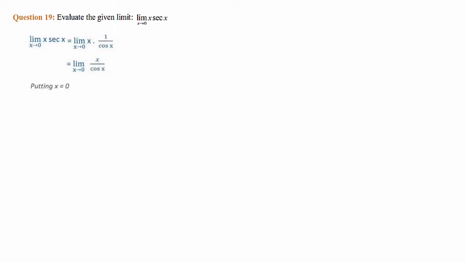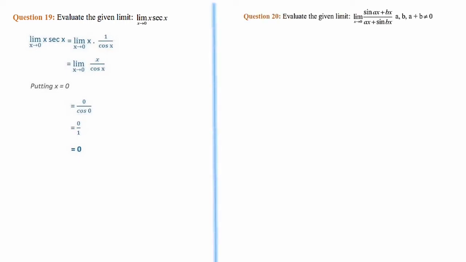Now directly we can substitute the value of 0 because that is not in the form 0 by 0, because cos 0 is 1. So this will come in the 0 by 1 format. So no problem, we can directly substitute. That is, when we substitute 0 divided by cos 0, cos 0 value is 1. 0 by 1 is equal to 0. So the answer is 0. Next is question number 20.